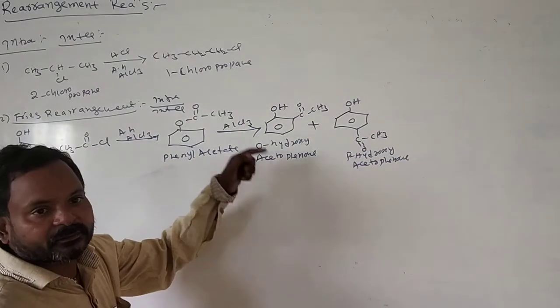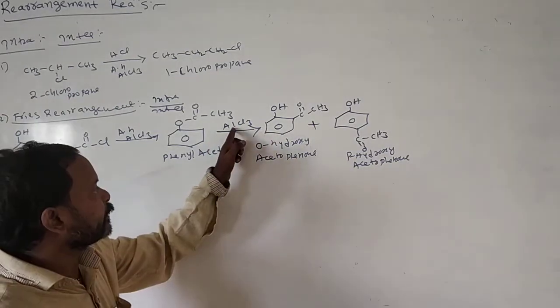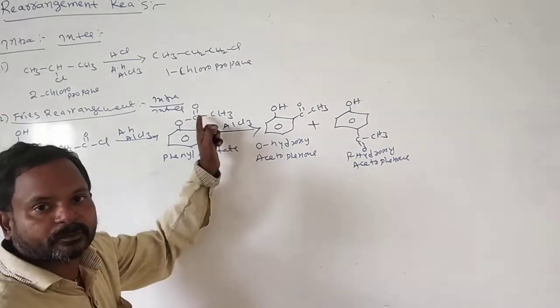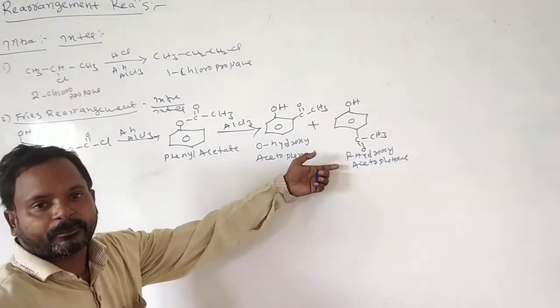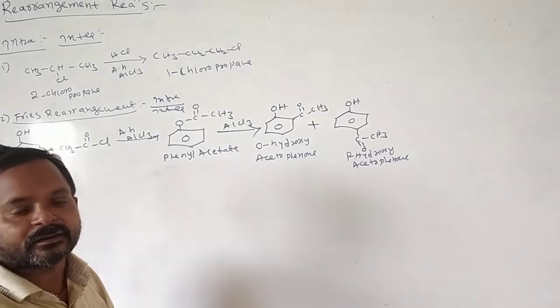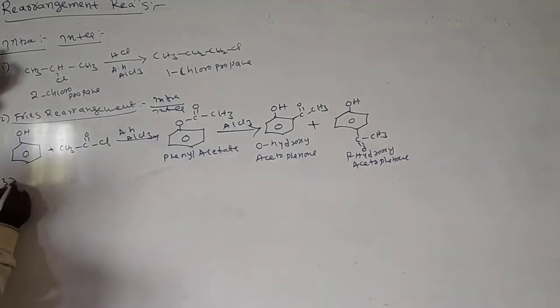Within the molecule, we call it intramolecular. When the aluminium chloride reacts with the acetyl group, it is removed, then again attacks and forms the same molecule. That is called intermolecular rearrangement reaction. This is our Fries rearrangement reaction, and next, the Claisen rearrangement.